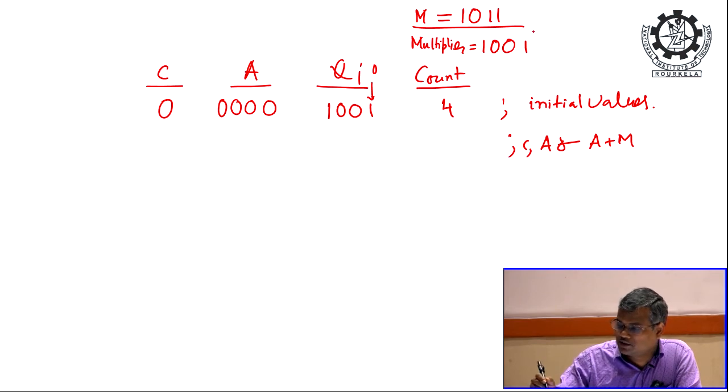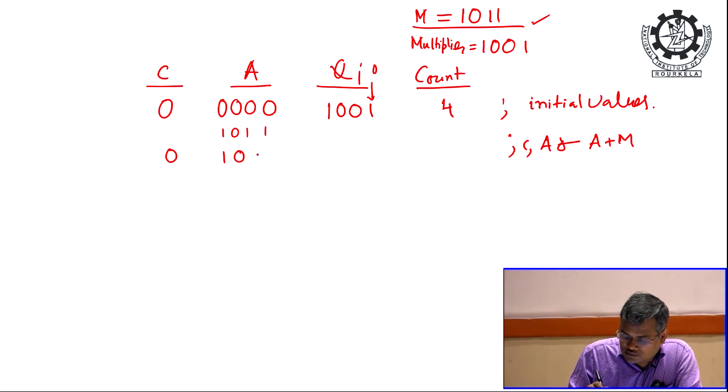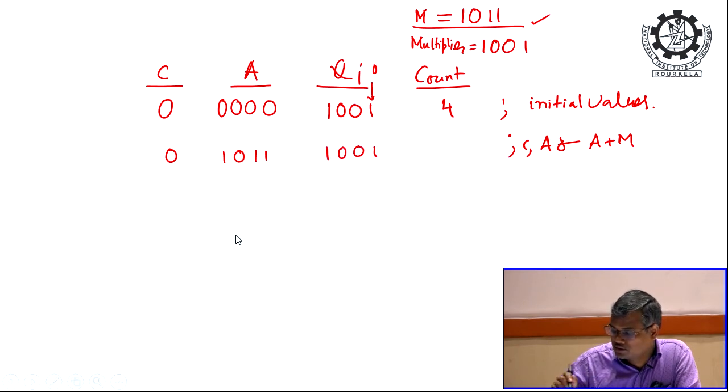So, what is the multiplicand? Multiplicand is 1011, right. So, we have to add 1011. If you add it, what will be the result? The result will be 0 1011. Okay. Then this will be 1001. And this is the operation we perform, this will remain same.